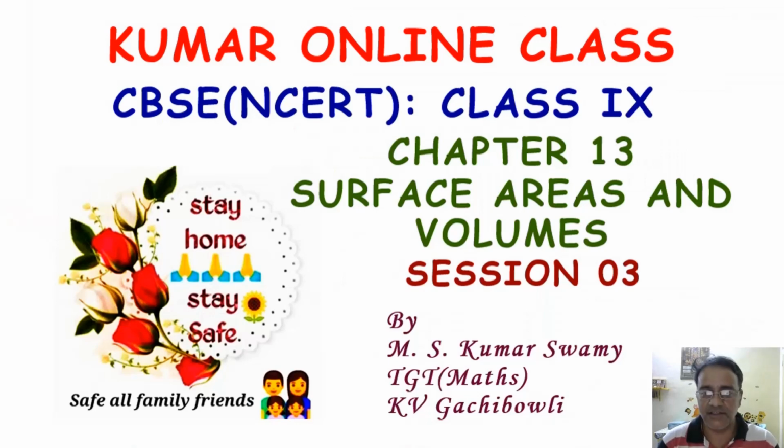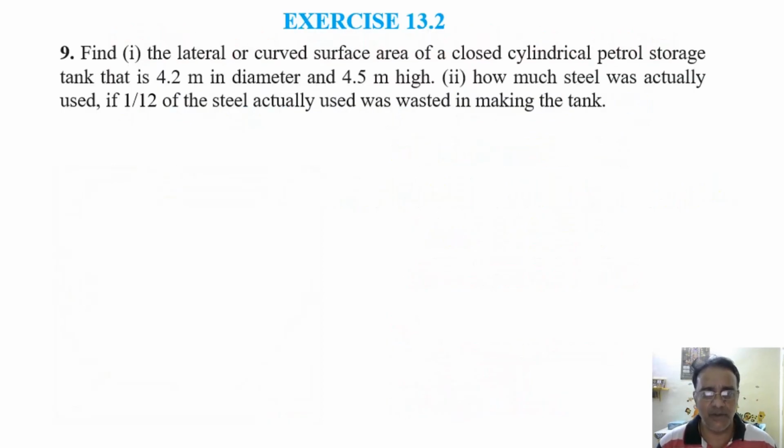Today we are going to start session number 3 of chapter number 13, surface areas and volumes. Let us complete one left out question of question number 13.2, that is 9th question. Find the lateral or curved surface area of a closed cylindrical petrol storage tank that is 4.2 meter in diameter and 4.5 meter high. How much steel was actually used if 1 by 12 of the steel actually used was wasted in making the tank?